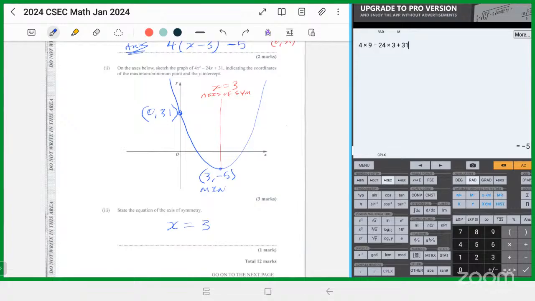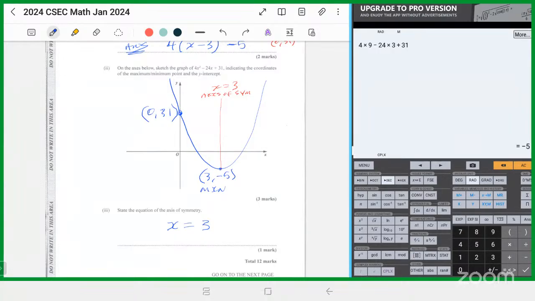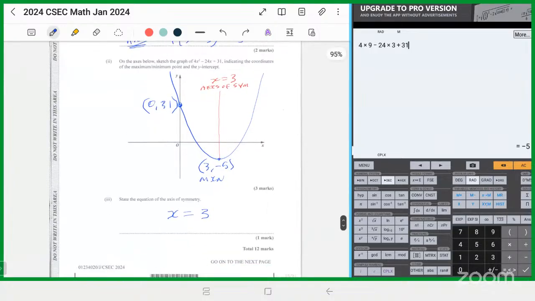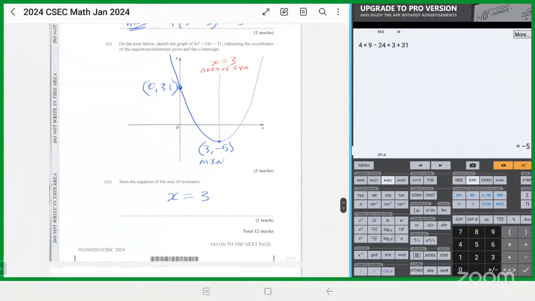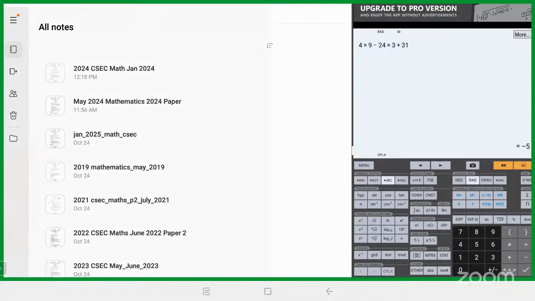Alright, so we have the January 2025 paper to do next, and we have a couple of questions on it. Let's go. What time is it now? Let's see. It's 12:19 now, I started at 11. Alright, so we'll soon finish. We'll finish in good time. The 2025 January, let's go.